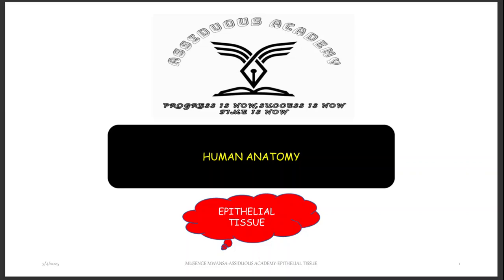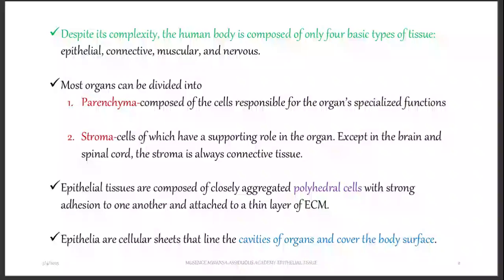So we are talking about epithelial tissue. When you look at every tissue, or let me say every organ in the body, it has got cells. Those cells are going to come together to form tissues. And each organ that you have is going to be divided into the parenchyma and the stroma.